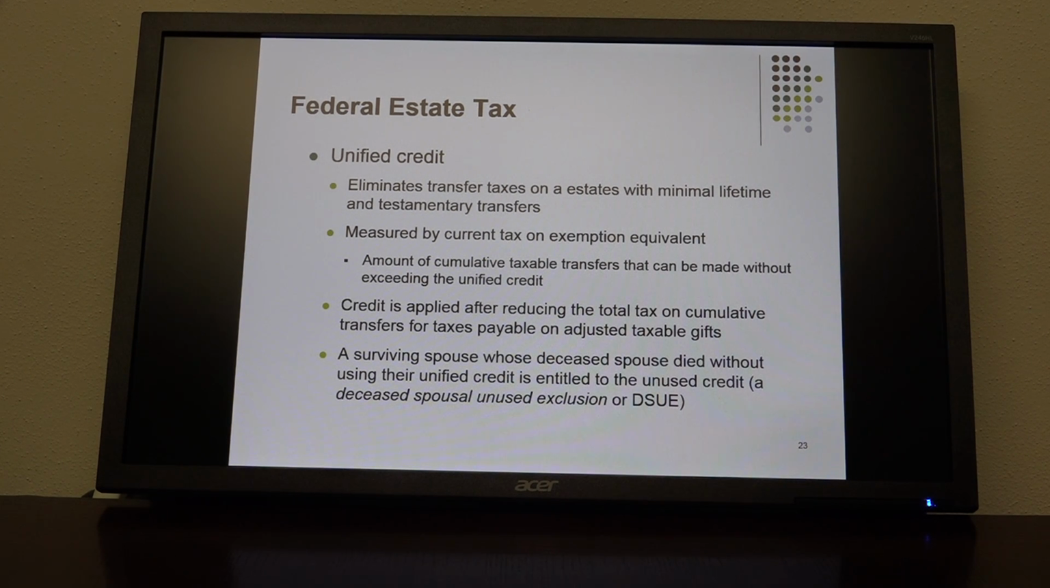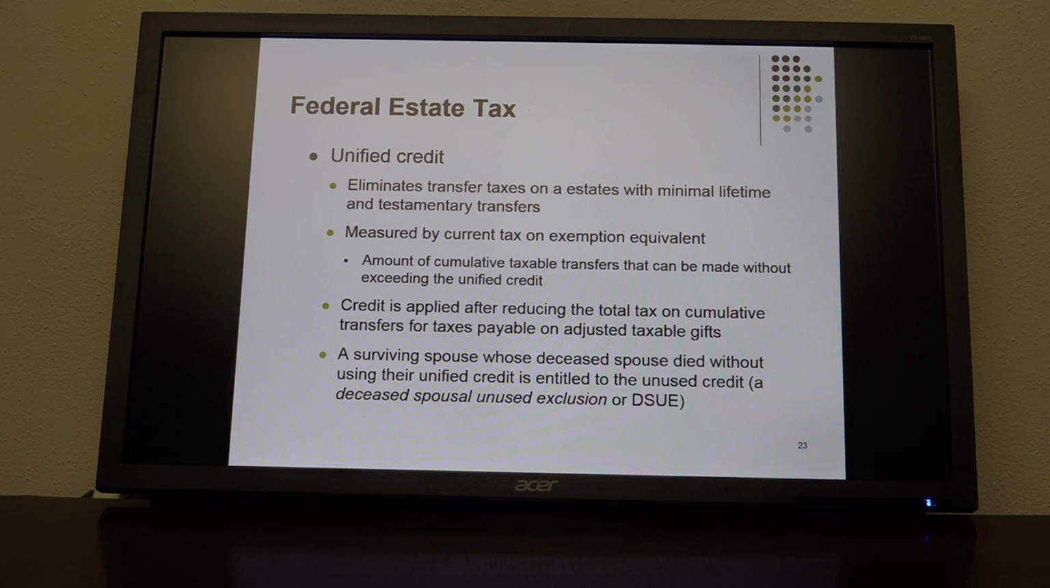Again, back to this unified credit. All you have to do is take the exemption equivalent. Let's say the surviving spouse has their 5.43 and also their spouse who is dead didn't use any of theirs. So the exemption equivalent is 10.86 million. You'd simply take that number and multiply by 40% to figure out your unified credit.